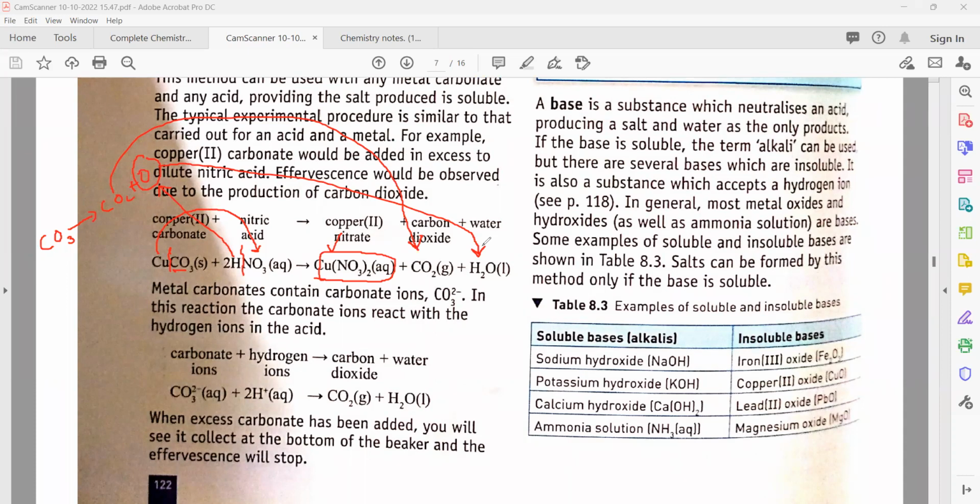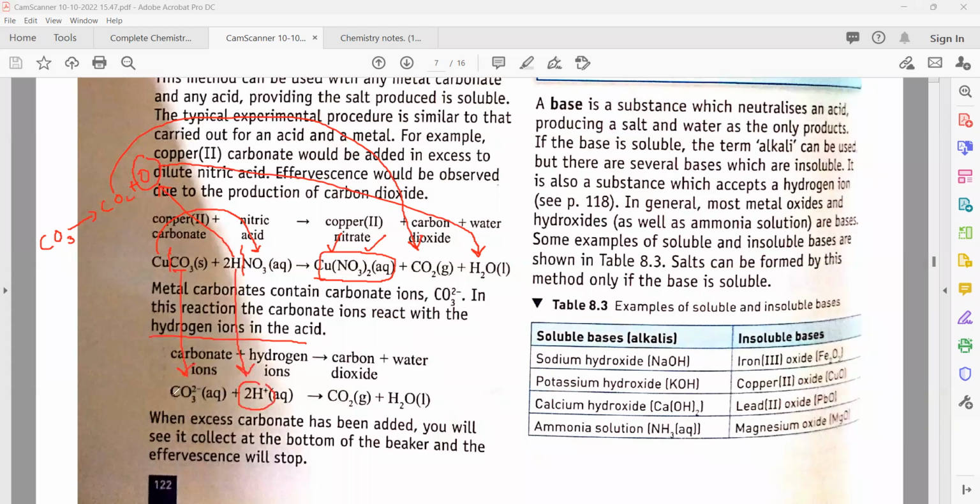The last part is written here again. Look, the first part, about the salt formation, is very easy. A metal carbonate contains carbonate ion CO3. In this reaction, the carbonate ion reacts with the hydrogen ion in the acid. Look, this H comes from the acid, and these carbonate ions come from the carbonate, and they react together.